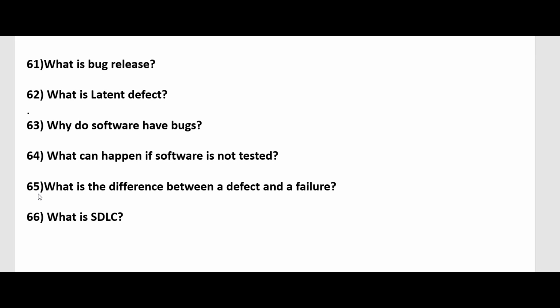What is the difference between a defect and a failure? When the defect reaches the end customer, it is called a failure, and if the defect is detected internally and resolved, it is a defect. What is SDLC? Software Development Life Cycle is a process used by software industry to design, develop and test high quality software that meets or exceeds customer expectations. Let's move on to the next one.